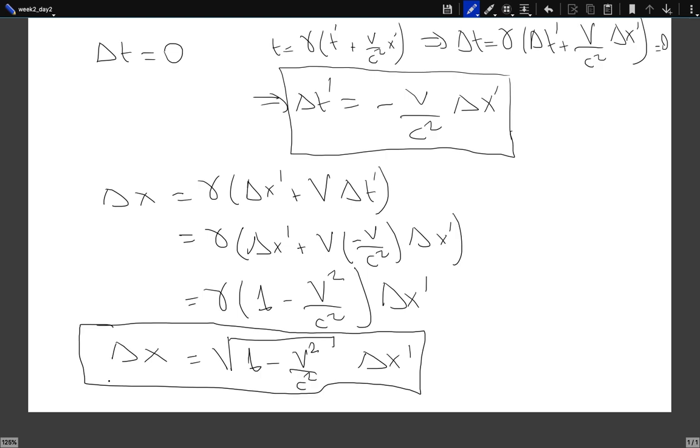What do you mean by correct? Well, we had derived this also using the example of the muon. So it's the same thing, but derived using Lorentz transformations.